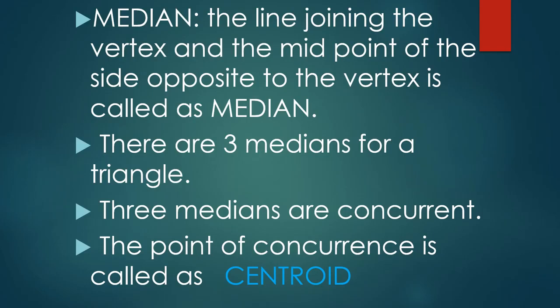Median: the line joining the vertex and the midpoint of the side opposite to the vertex is called a median. There are three medians for a triangle. The three medians are concurrent lines. The point of concurrence is called the centroid.